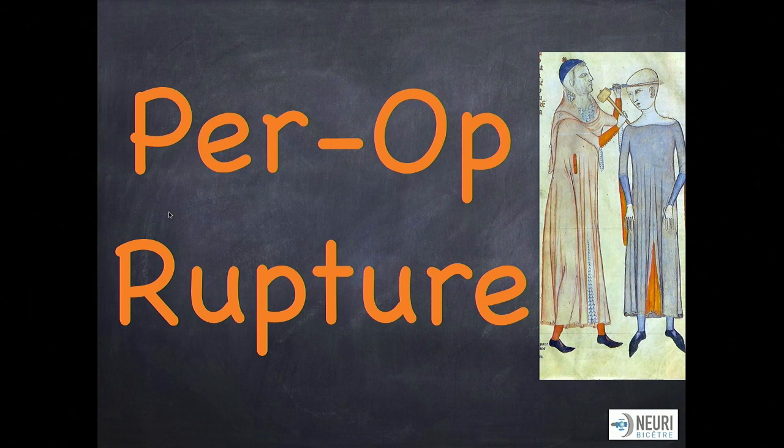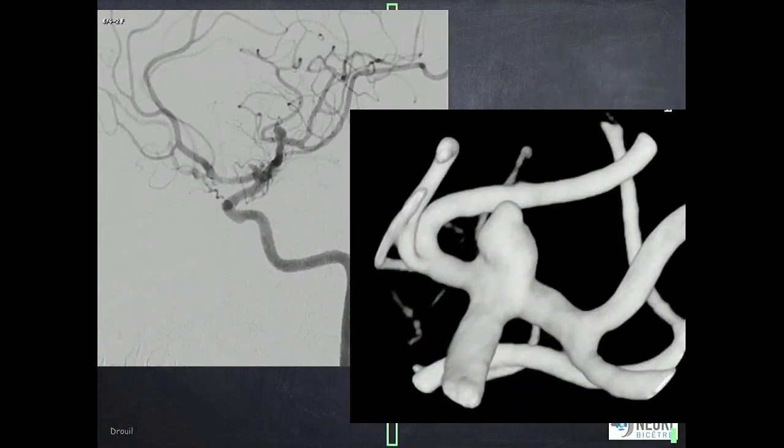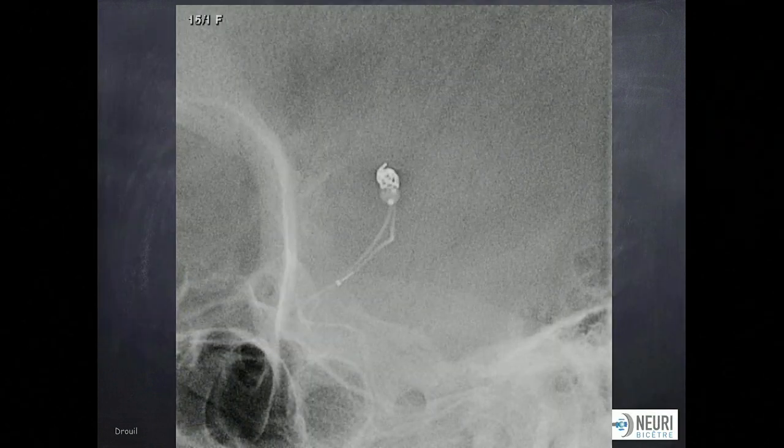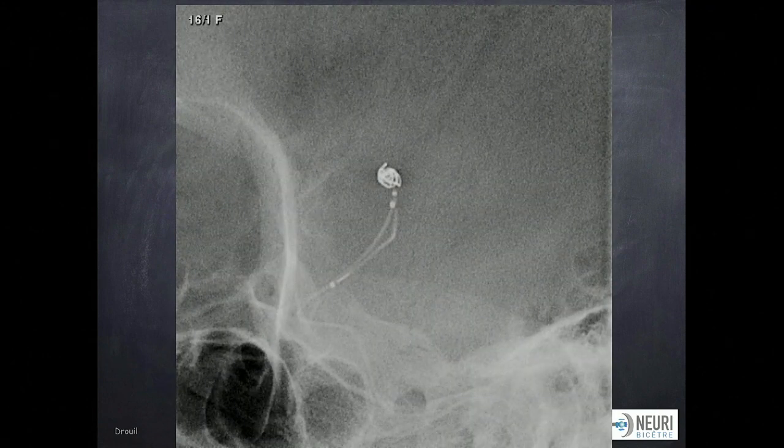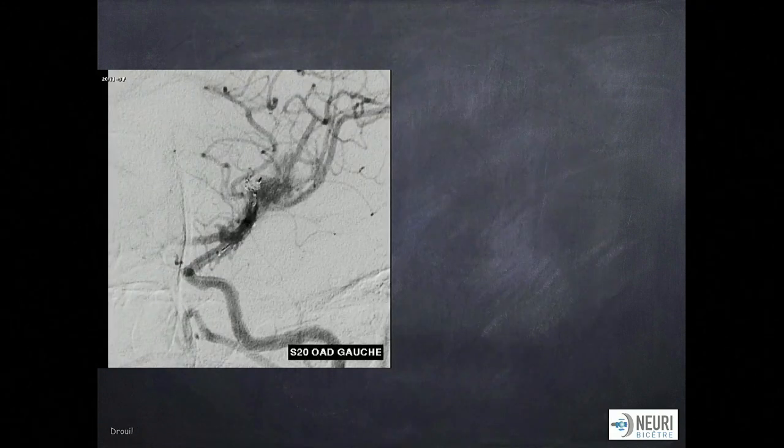It's an MCA aneurysm, it's a ruptured aneurysm. You see that it's a small one, there is no neck. This is the bleb for the rupture. The balloon was inflated. Here it is. And at the end, you have the rupture. So the rupture at the end is not the most comfortable.